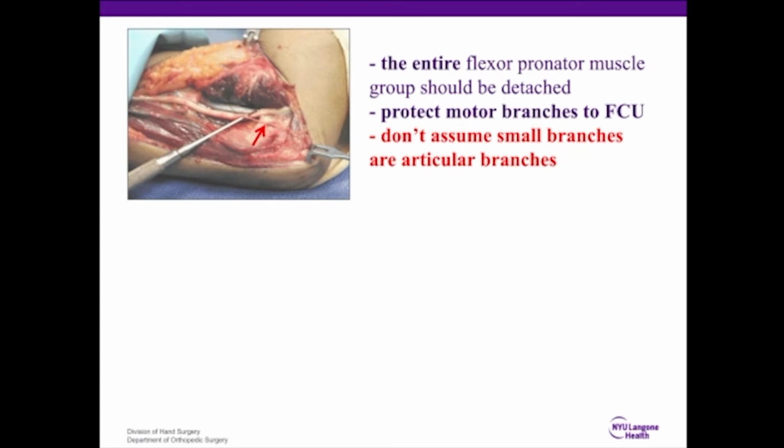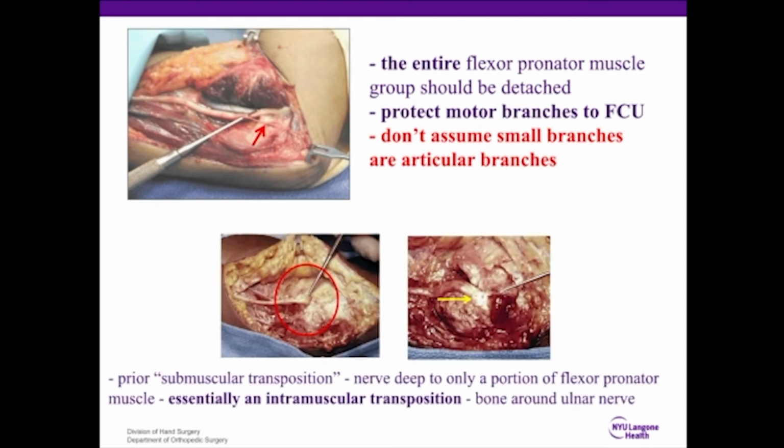The entire flexor pronator muscle group should be detached, and if you note the course of the ulnar nerve, it's in a relatively straight position, and just further to the lateral aspect, you always see the median nerve as well. And you want to relieve any fascial bands. And don't assume that small branches are articular branches that can be sacrificed willy-nilly. It's not difficult to preserve these small branches because sometimes they're branches to the muscle. There was once an article written about this that emphasized this point. And you could mobilize these branches by interfascicular dissection.